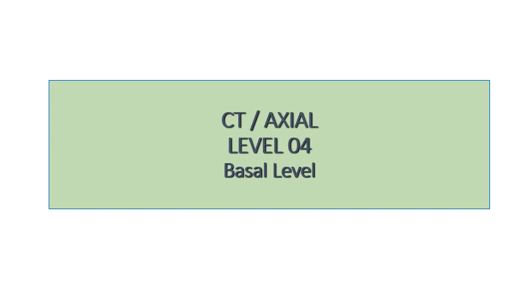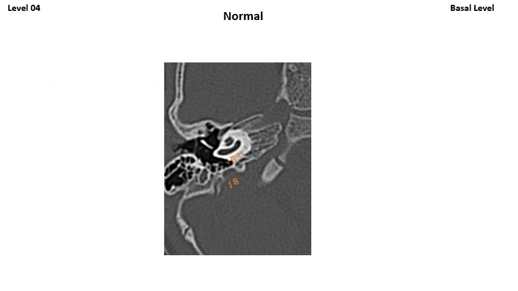Moving more inferior, we go to the fourth level, or the basal level. In this section, we can see the basal turn of the cochlea and the jugular bulb, and you can notice that there is a space between them. But sometimes the jugular bulb is high, reaching to the round window, and it is important to notice whether there is bone covering this jugular bulb or the bone is dehiscent.